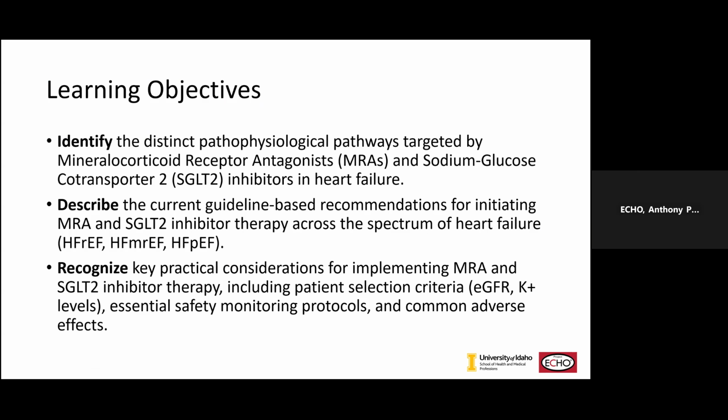Okay. I'll just restart. So we're going to identify the pathways that are targeted by these two drug classes in heart failure. We're going to describe the guideline-based recommendations across the spectrum. That includes HFrEF, HFmrEF, and HFpEF. And then we're also going to look at some practical considerations for implementing these, including patient populations, monitoring, and some adverse effects. Go ahead, next slide.